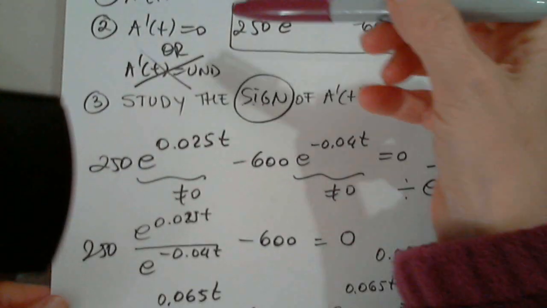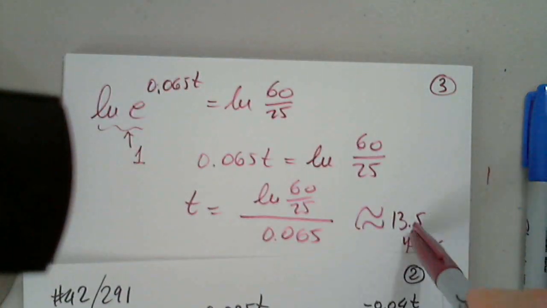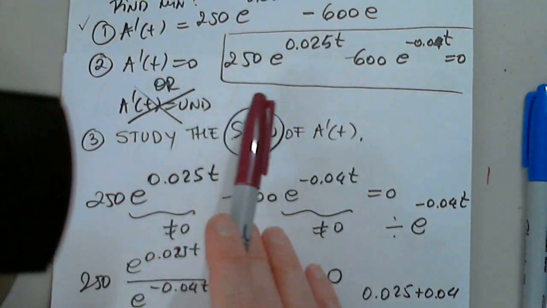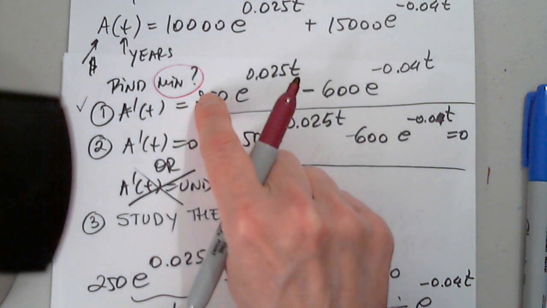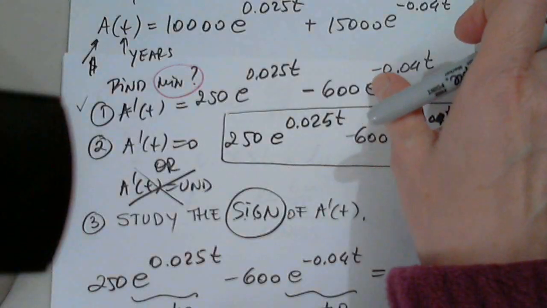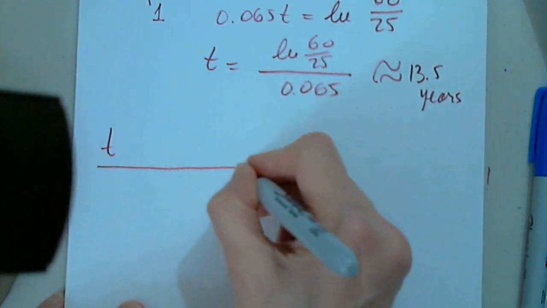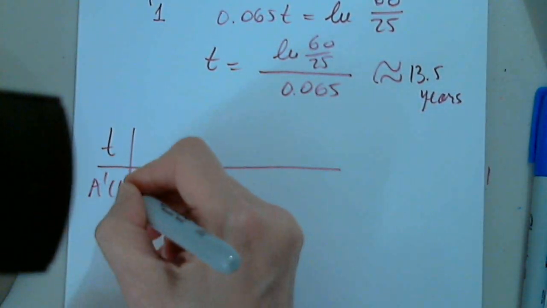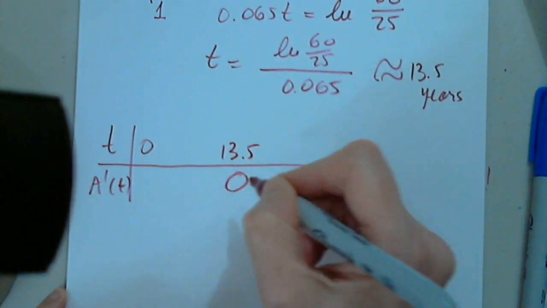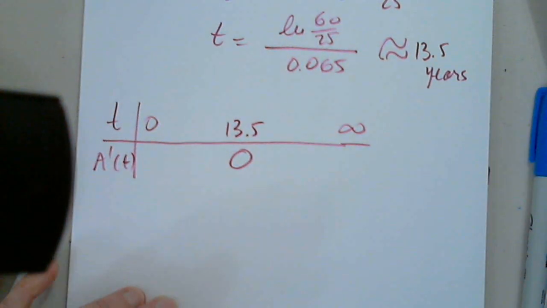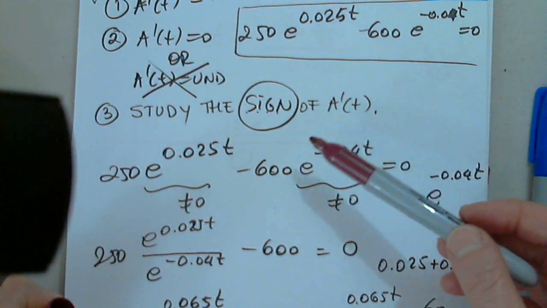Yeah. All steps. So we determined the critical number. We found this critical number. Now it's asking us to find, it says find the minimum. I don't trust this. I don't know if this gives a minimum. I have to show that it gives a minimum. So in my step 3, I will just do this. A prime of t from 0, because it cannot be a negative number, to 13.5, to whatever. And I will study the sign. I have to convince myself that this gives a minimum.